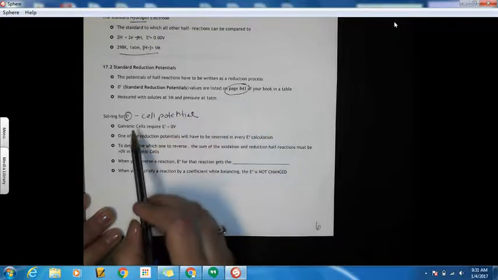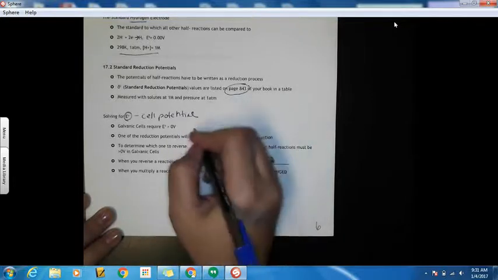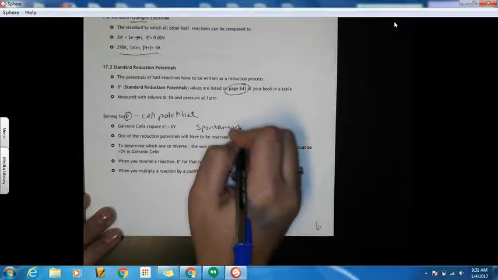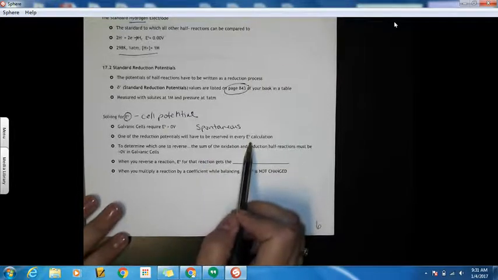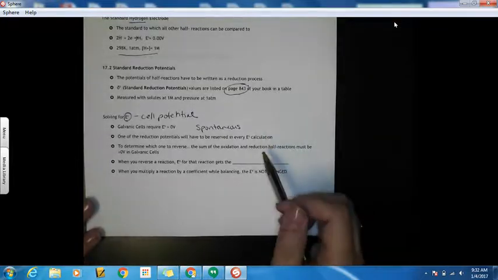Okay. So galvanic cells require that E be greater than 0, which indicates that it's spontaneous. So a galvanic cell is spontaneous. One of the reduction potentials will have to be reversed in every calculation. Since our chart is set up as reduction potentials, remember we have to have something to reduce and something to oxidize. Therefore, something has to be reversed so that it oxidizes.